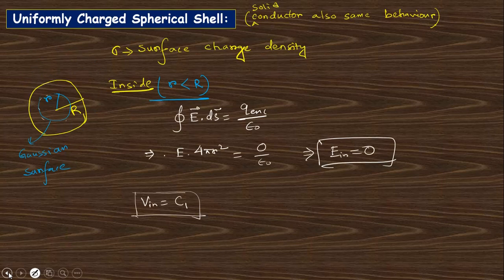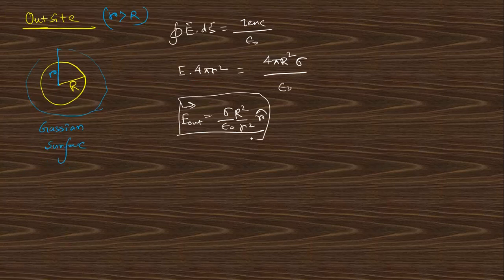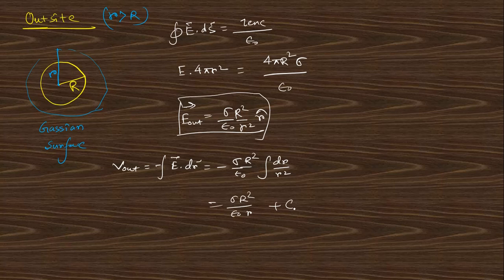Clear? Okay. So the outside electric field is this. So the potential is minus E dot dr. So you will get sigma R square by epsilon naught, which is constant, times dr by r square. So this is minus 1 by r. So V out is sigma R square by epsilon naught r plus constant C2. This constant can be found if you take r tends to infinity, V out will be 0. This is a valid boundary condition, not a problem. So 1 by infinity is 0, so you will get C2 equals 0.